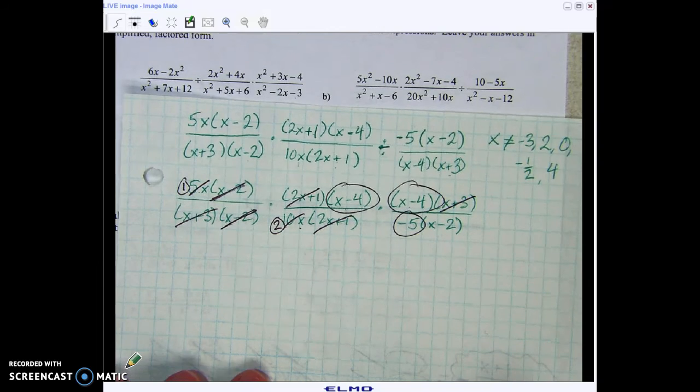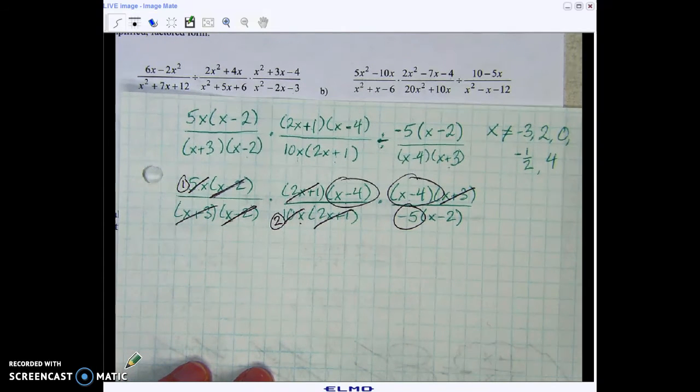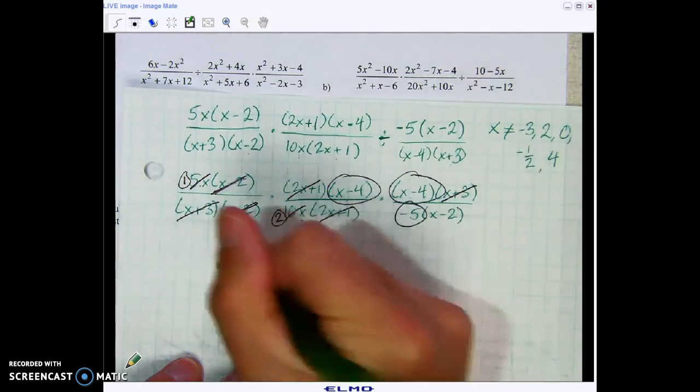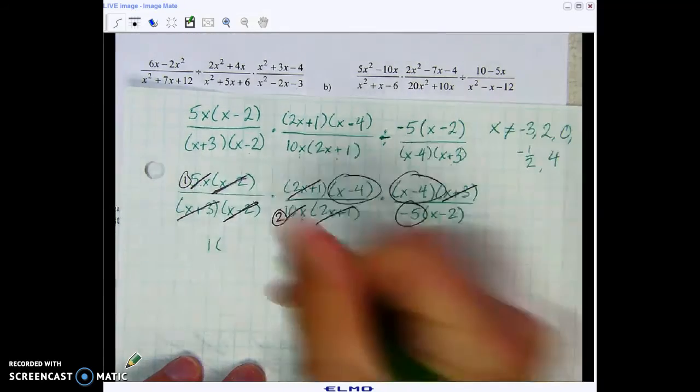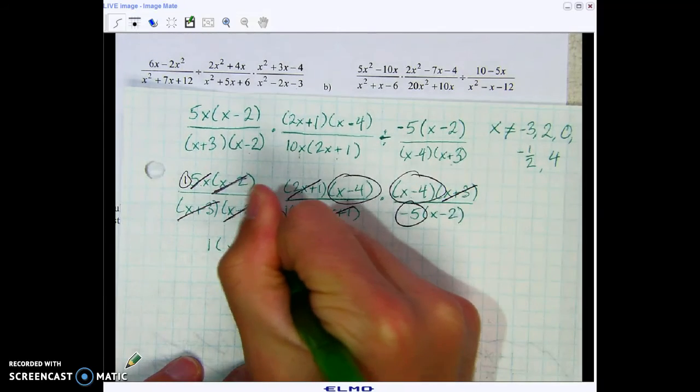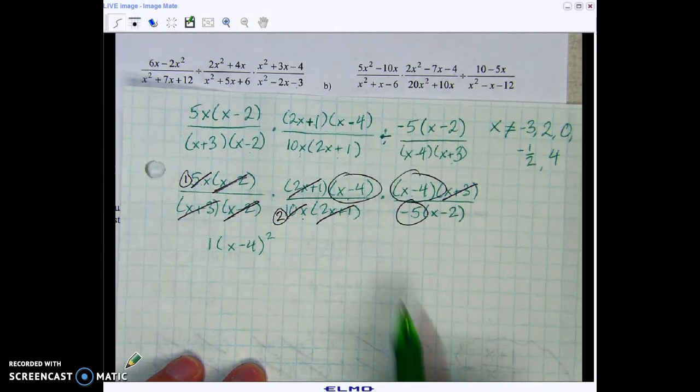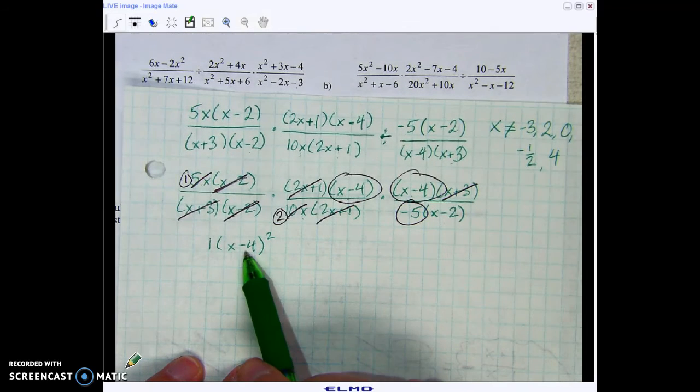Now, guys, this is just one method. You don't need to do the circling and all that. I just kind of like to do that so I know where I'm at. So I'm going to be left with 1 times x minus 4. And then there's another x minus 4, so I'm just going to put an exponent of 2 right there, right? x minus 4 times x minus 4 is just x minus 4 squared.